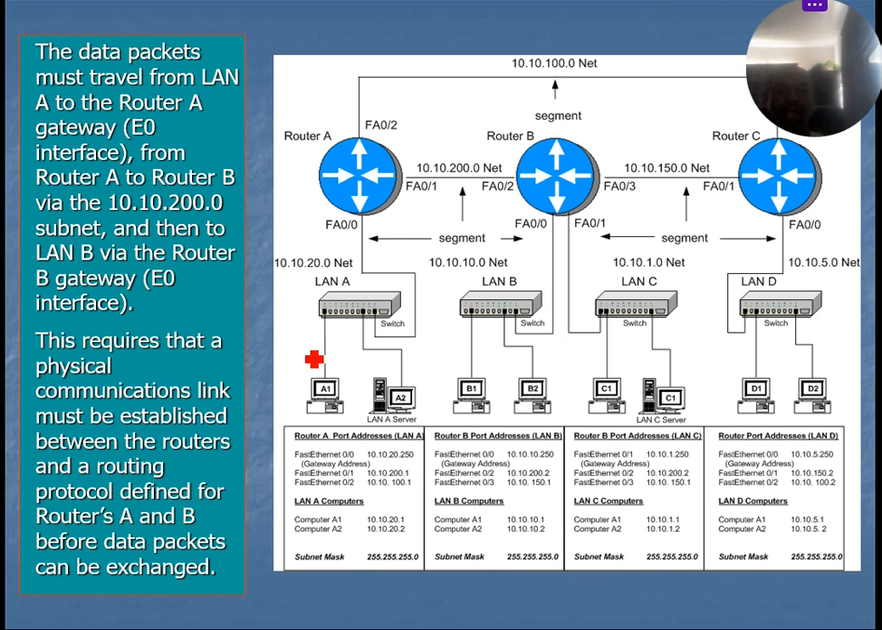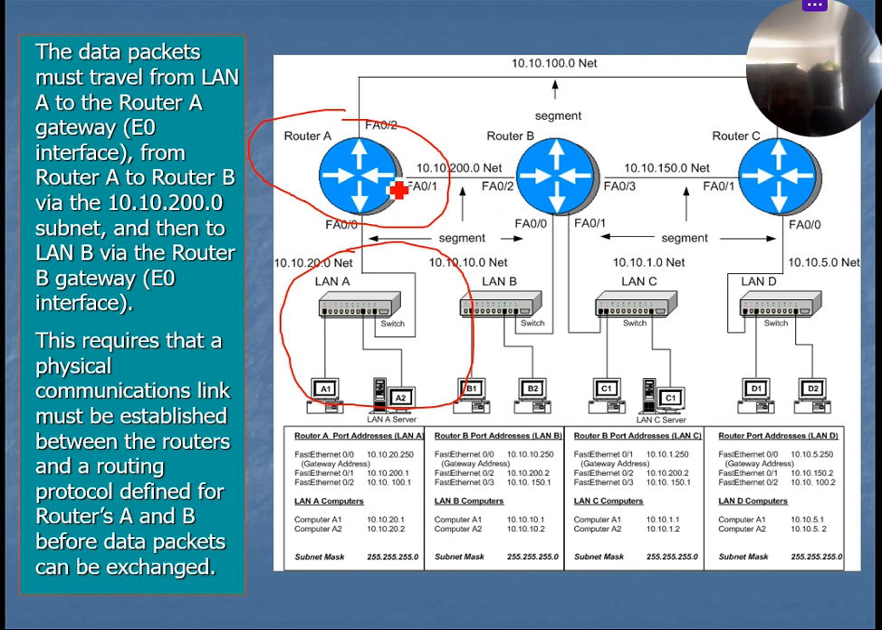So from this LAN A, the data packet has to travel to router A. That's the first thing that will have to happen, through what we call the default gateway, E0. E0 means Fast Ethernet 0. Okay, this interface is called E0 or FA0/0. Through this default gateway, the data packet from LAN A can be sent to router A through 10.10.20.0.